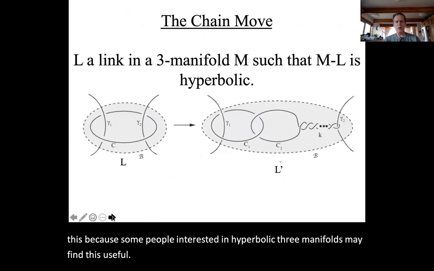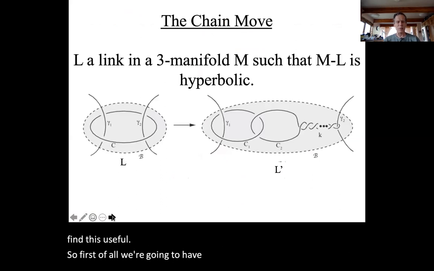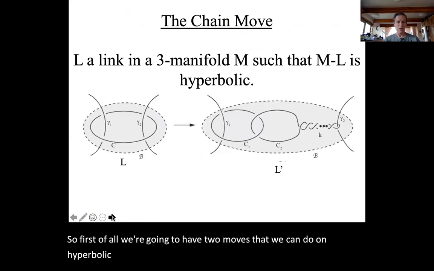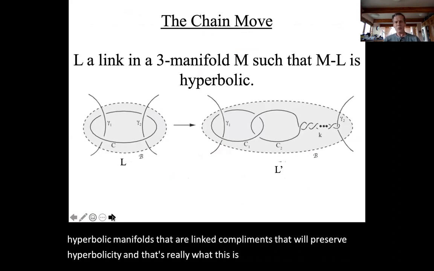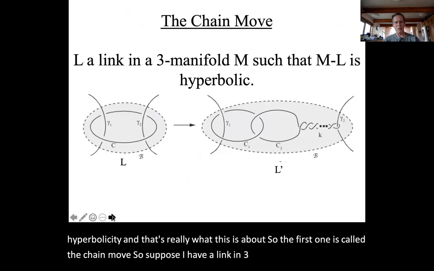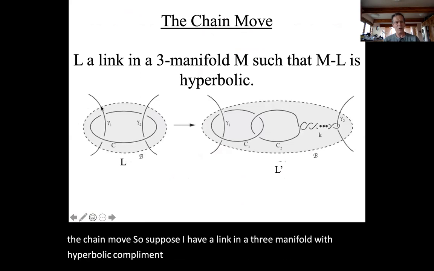First off, we're going to have 2 moves that we can do on hyperbolic manifolds that are link complements that will preserve hyperbolicity, and that's really what this is about. The first one is called the chain move. Suppose I have a link in a 3 manifold with hyperbolic complement, and I'm going to assume that the link locally looks like this.